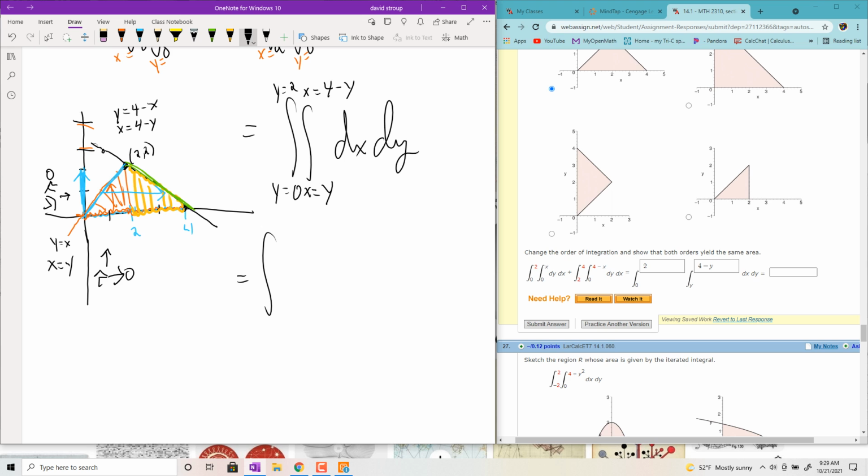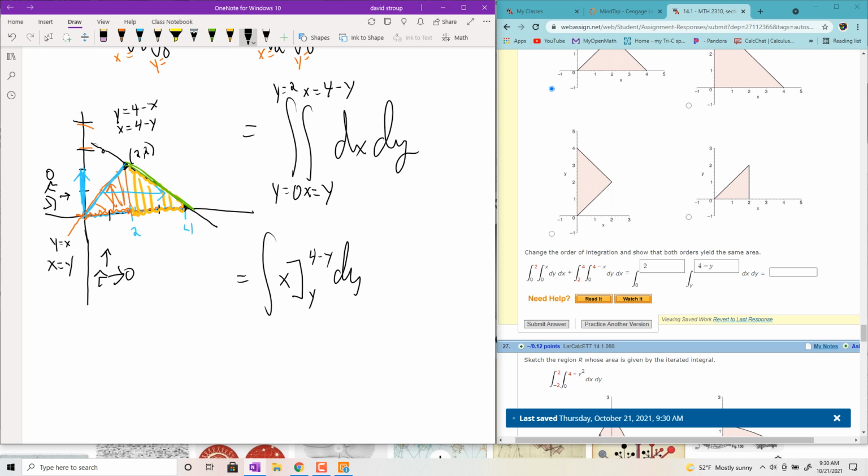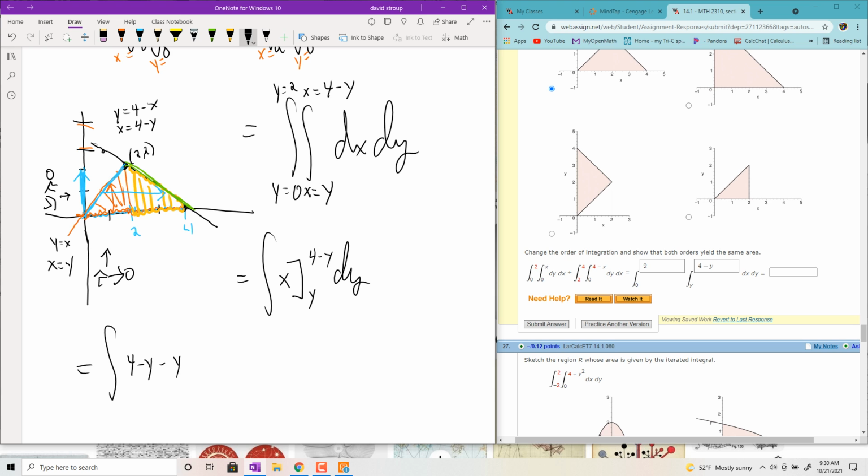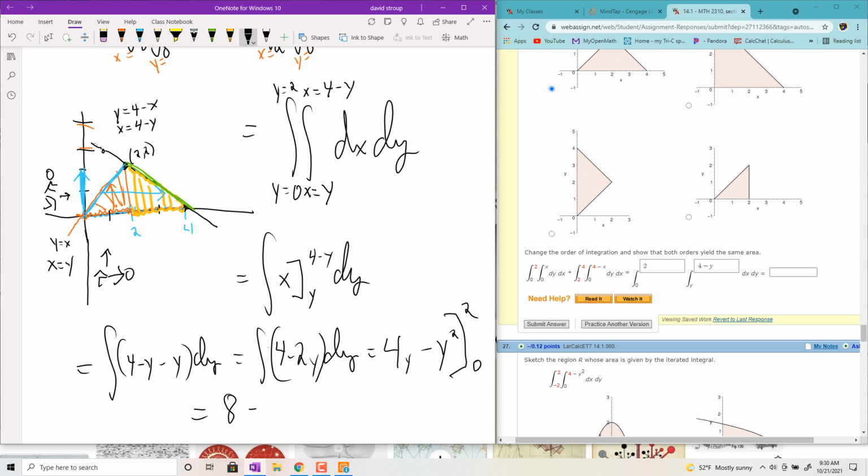So it's going to be the integral of x from y to 4 minus y dy. That'll be the integral of 4 minus y dy. So that'll be the integral of 4 minus 2y dy. Let's just integrate, shall we? So that's going to be 4y minus 2y squared over 2, so y squared. Evaluated on the outer bounds, 0 to 2, so that's going to be 8 minus 4 minus 0, so that's just going to give you a 4.